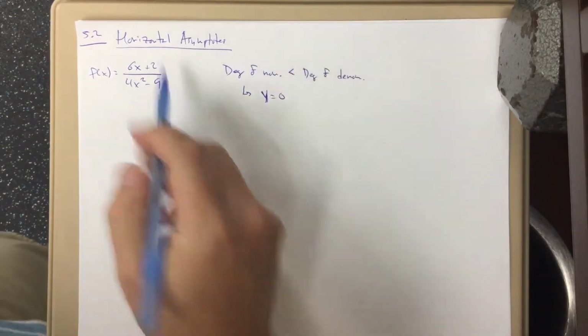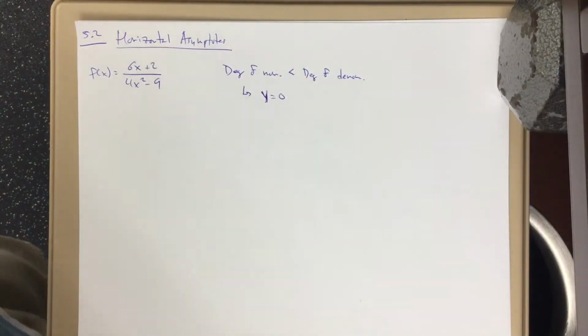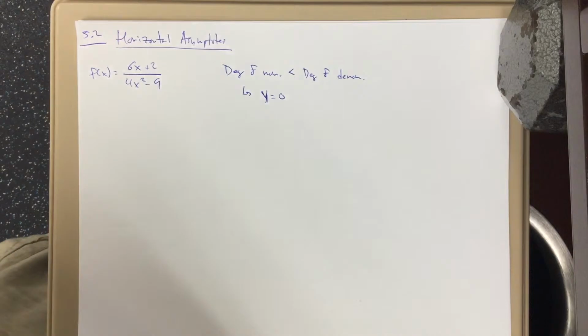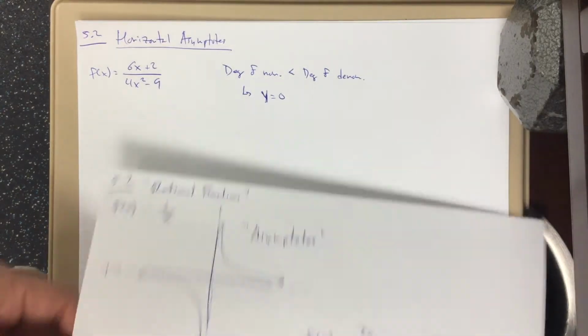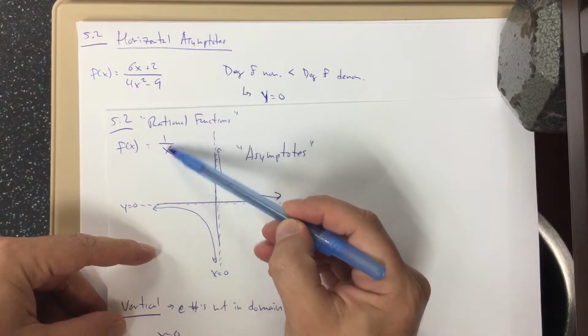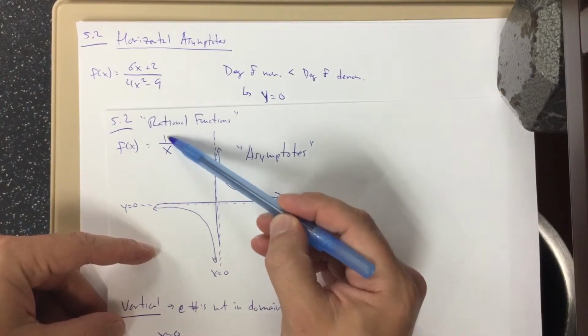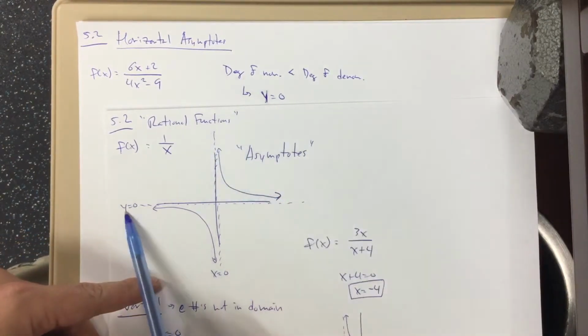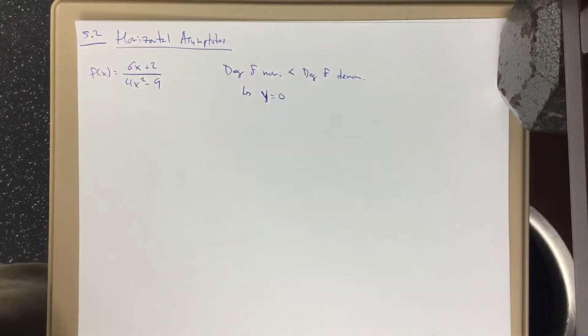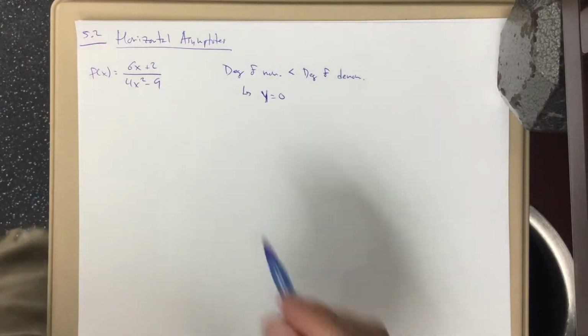No matter what else is happening, if the degree of the numerator is less than the degree of the denominator, we always have a horizontal asymptote at y equals 0. You can see that in the reciprocal function: the degree up here is 0, the degree down here is 1. So the degree of the numerator is less than the degree of the denominator, and we have a horizontal asymptote at y equals 0. That's the first piece of it.